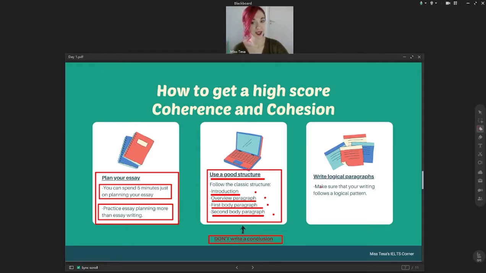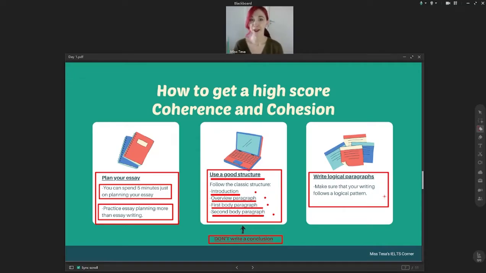The last thing in cohesion and coherence is writing logical paragraphs. So the whole essay has to have a logical pattern. That's why we have this whole template, introduction, overview, body paragraphs. But the information within your paragraphs also has to be logical. So basically, you just have to make sure that it makes sense.